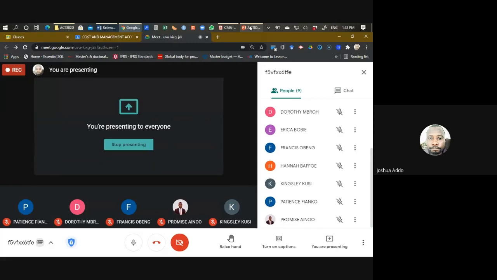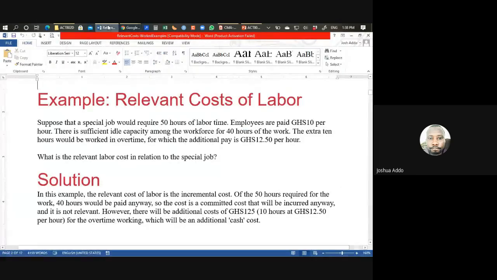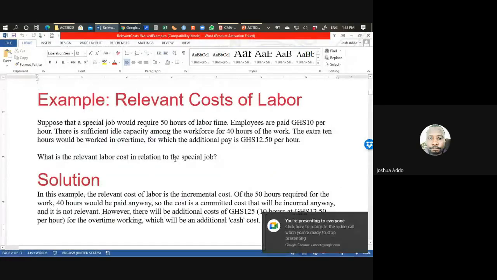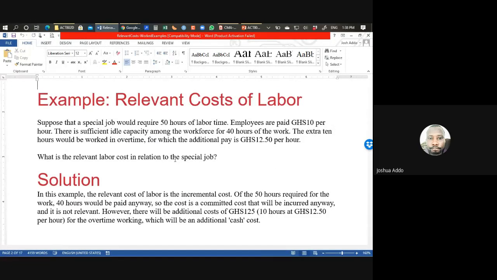Okay, so now let's look at what I wanted us to take as an example of the labor cost. Suppose that a special job will require 50 hours of labor time. Employees are paid 10 cedis per hour. There is sufficient idle capacity among the workforce for 40 hours of the work. The extra 10 hours will be worked in overtime, for which the additional pay is 12 cedis 50 pesewas per hour. What are the relevant costs? Relevant labor costs in relation to this special job.